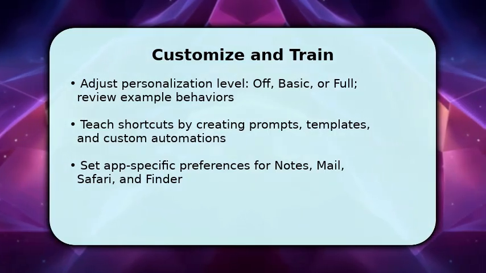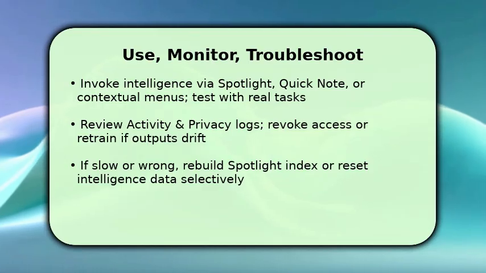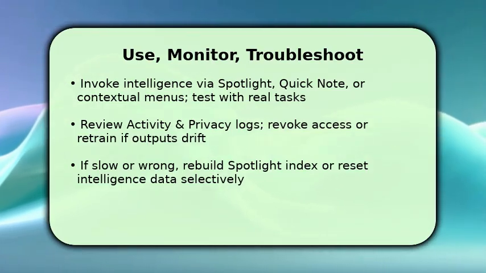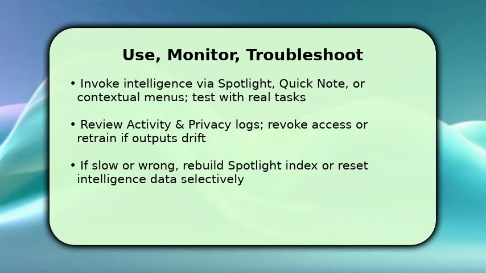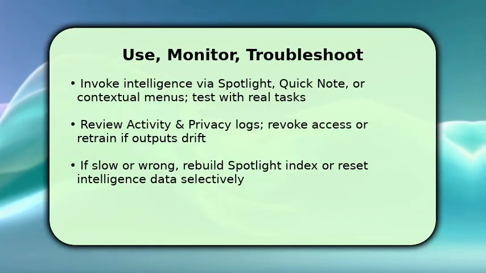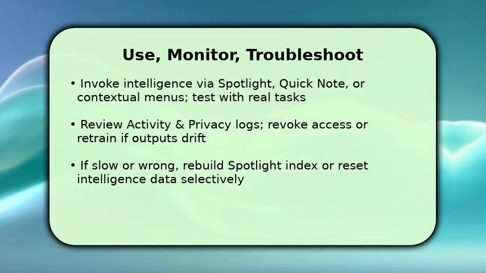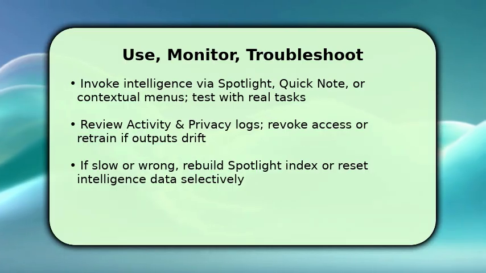Call it from Spotlight or QuickNote and try composing an email or summarizing a web page. As you work, monitor activity and privacy logs to see what data influences suggestions. If something seems off, revoke access for that app and retrain with clearer examples.